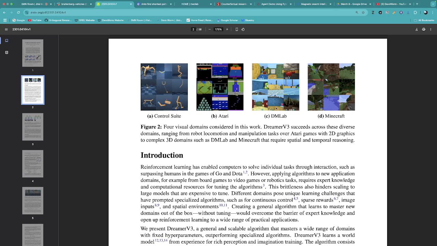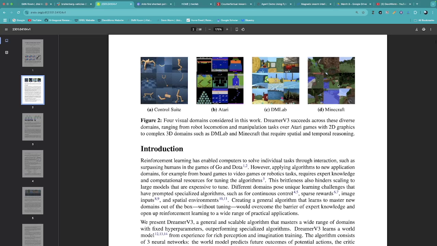Then the DM Lab, where you're navigating spaces, and then Minecraft, which is this immersive simulation, or I think a 3D simulation is a more accurate way to describe it. So you have this transition from these two-dimensional environments in Atari to these three-dimensional environments in DM Lab and Minecraft.